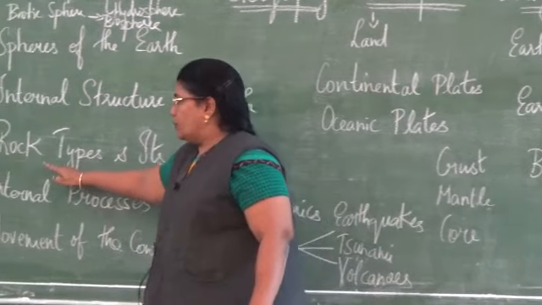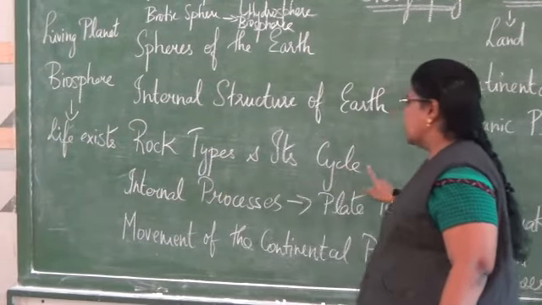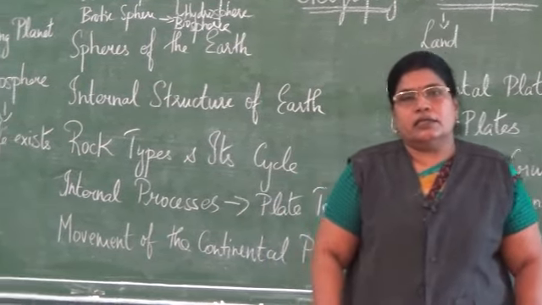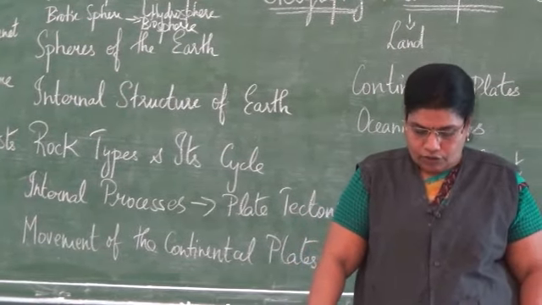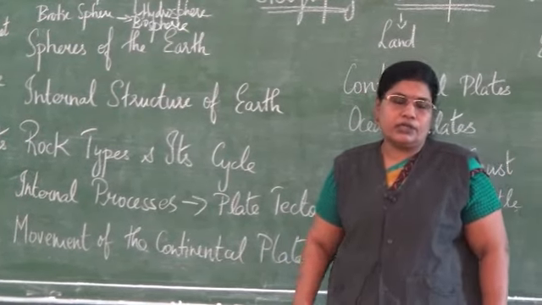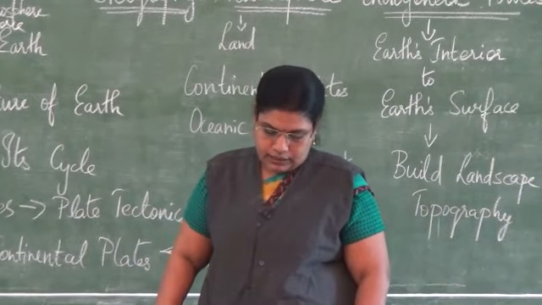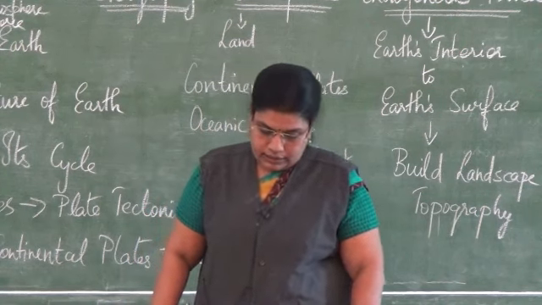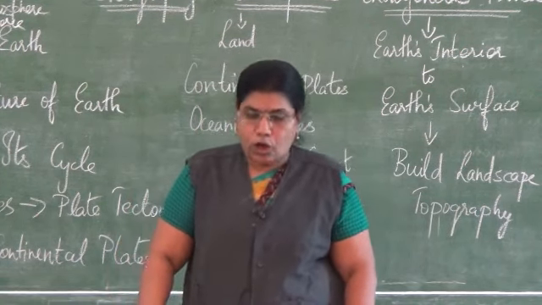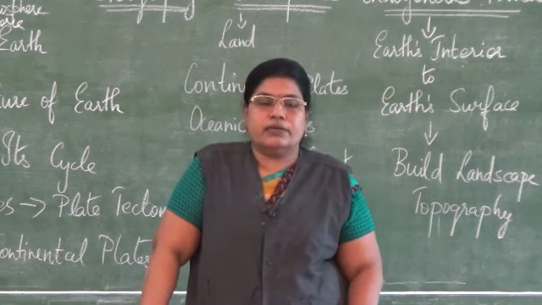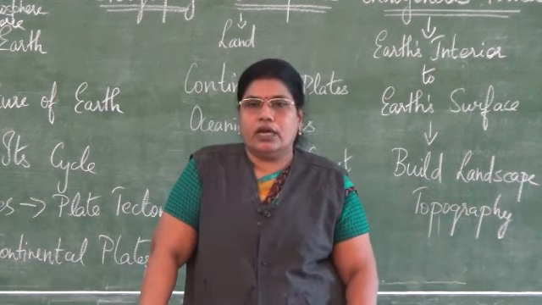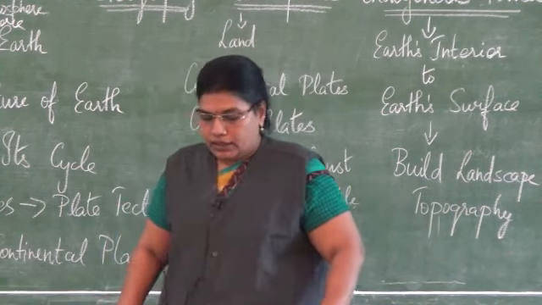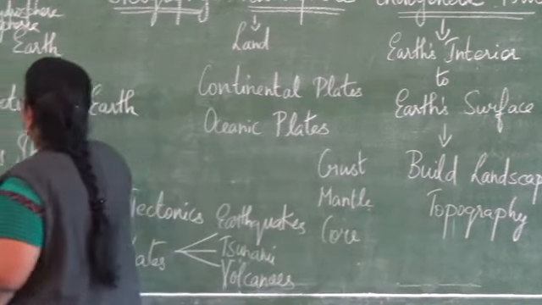Next, we are going to learn about the rock types and its cycle. Now, what is a rock? It is the crust, which is the storehouse of rocks. It is an aggregate of all the minerals on the earth's crust, and it is compact like the granite, solid like the granite, soft as clay, loose as sand. So there are different types of rocks, hard, soft and loose like the sand. There are different types of rocks on the earth.